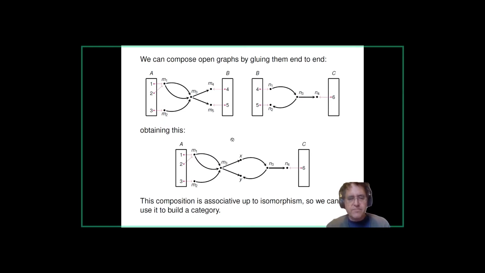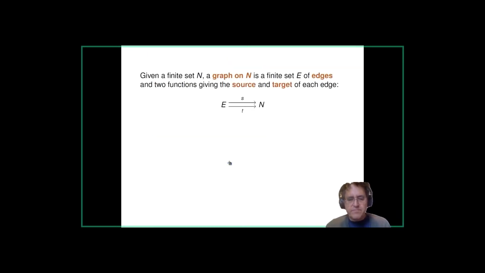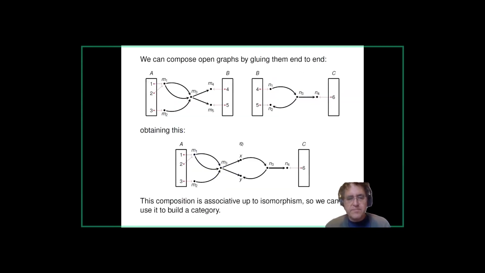We stick them together. So in other words, whenever there's a point in the set B that's mapped to a node in our first open graph and mapped to some other node in our second open graph, we identify those two nodes. So we identify M4 and N1, and we get this node here, which I'll call X. And similarly, we identify M5 and N2, and I'm calling that Y. So it's a very simple idea. We're just sticking together two open graphs to get a new one.